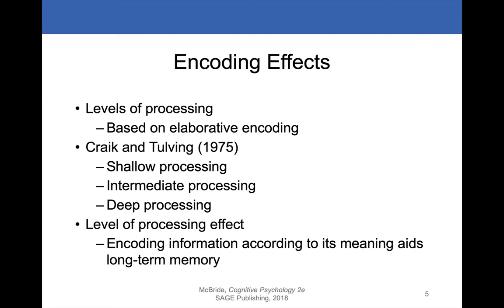Another term for deep processing is elaborative encoding. So that's what levels of processing is. It's based on elaborative encoding. The more elaborately you encode, the better your long-term memory is going to be. If you encode information according to its meaning, that's going to help your long-term memory.